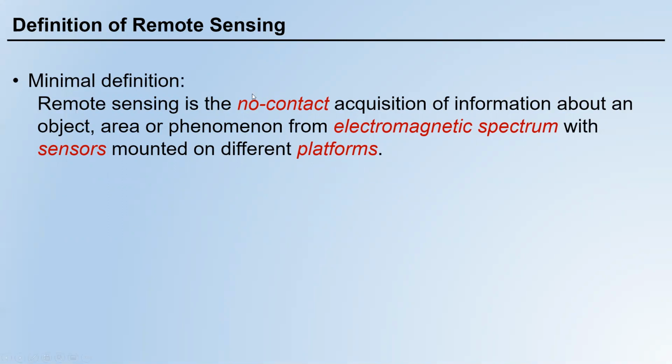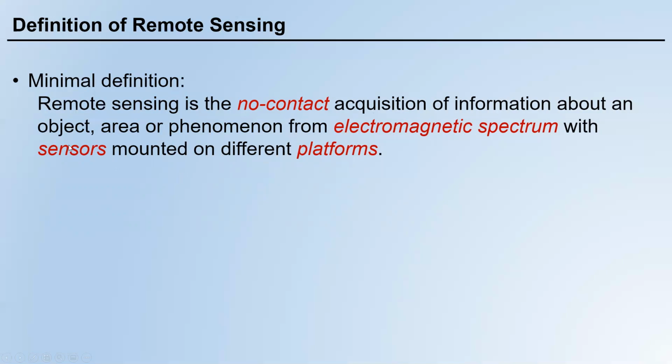So several keywords here. Firstly, non-contact, which means that the sensor does not touch the object we're interested in, okay? Then the media. The media is electromagnetic radiation or a part of the electromagnetic spectrum. That's our media. We use EMR to collect information from the object we're interested in. Of course, the sensor here is a leading character. The sensor is a tool we use to collect information, and it can be mounted on different platforms. It can be mounted on a car, a drone, an aircraft, or even a satellite.